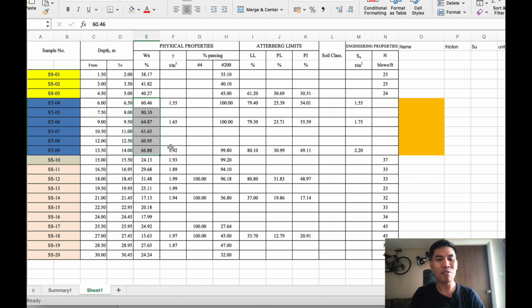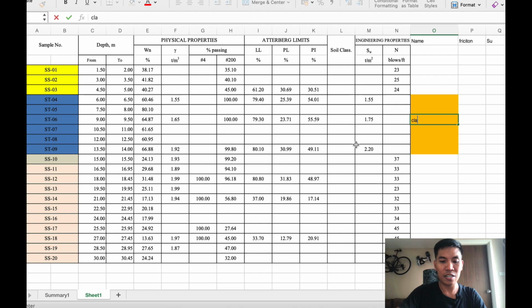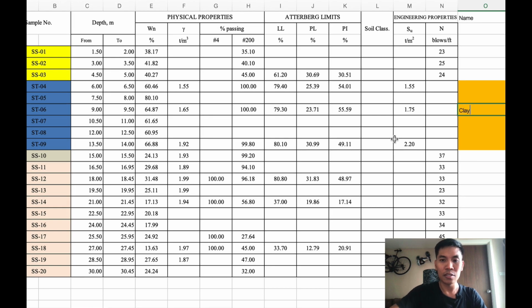As I mentioned before, we have to select if your soil is clay or sand. How can you know clay or sand? We look at sieve number 200. It passes through number 200 about 100%, 99.8. So this soil should be clay.